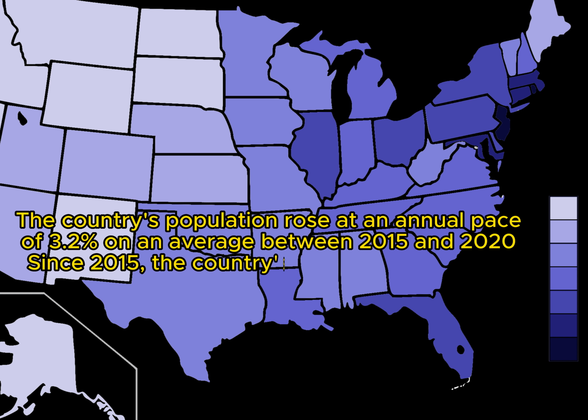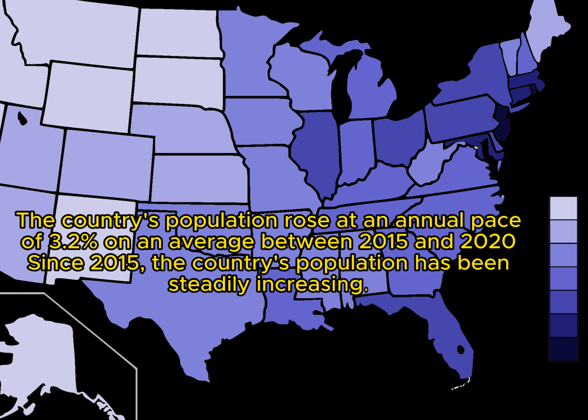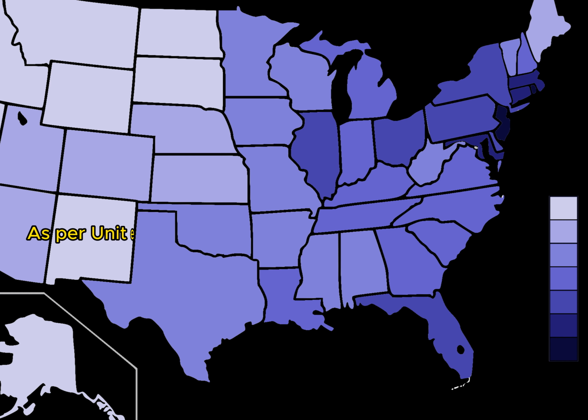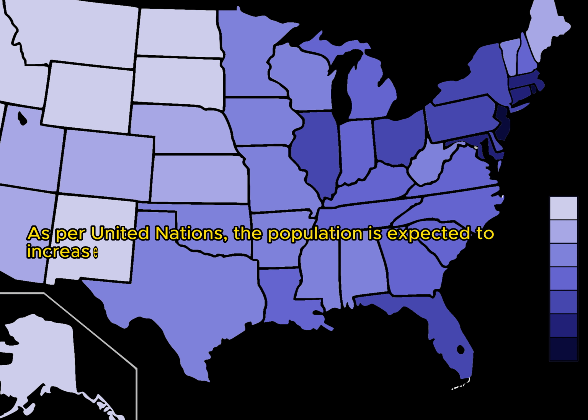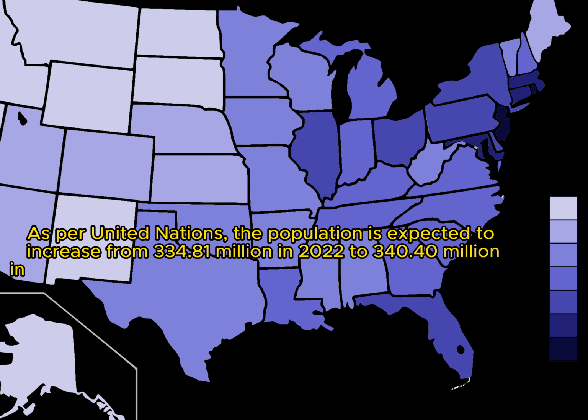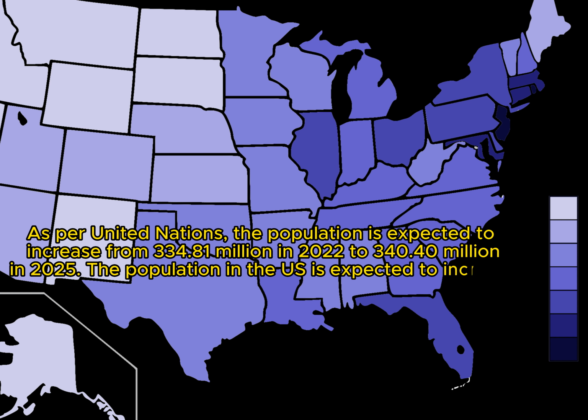Since 2015, the country's population has been steadily increasing. As per United Nations, the population is expected to increase from 334.81 million in 2020 to 340.40 million in 2025. The population in the U.S. is expected to increase by 1.7% from 2022 to 2025.